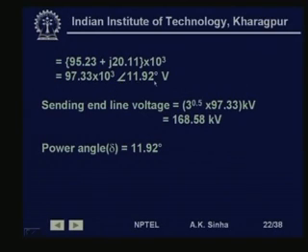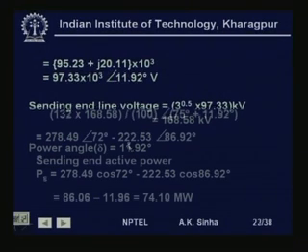volts with an angle of 11.92 degrees, which tells us that the sending end voltage, phase to neutral, is 97.33 kV and the power angle is 11.92 degrees, because this is the angle of the sending end with respect to the reference. If we want to find the line to line voltage at the sending end, then we multiply this by root 3. So, we get 168.58 kV, and the power angle, as we have seen, is equal to 11.92 degrees.